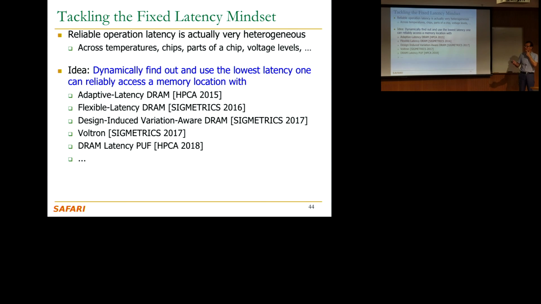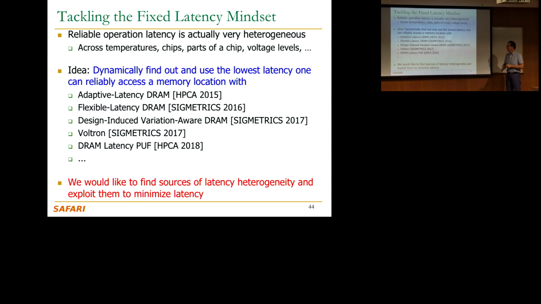Okay, does that sound like a good plan? At least that's for the first part of the morning. Basically, we would like to find sources of latency heterogeneity and exploit them to minimize latency. In the previous one, we were actually creating heterogeneity. In tiered latency DRAM, we were architecting heterogeneity into the system by segmenting the bit lines. Here, there's heterogeneity that exists, and we're going to try to exploit that.